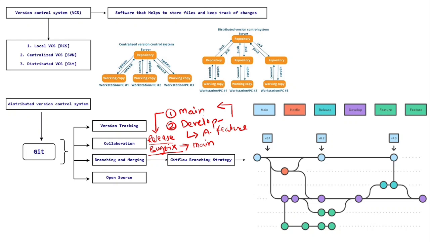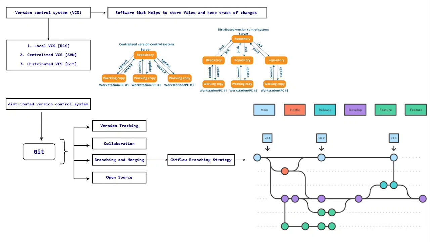So this is about the git flow branching strategy, and we are going to use these different branching strategies. And the last feature of git is that it is open source and free to use, and that is the main reason it is being widely used in the industry. And this is all about the basic introduction of git.